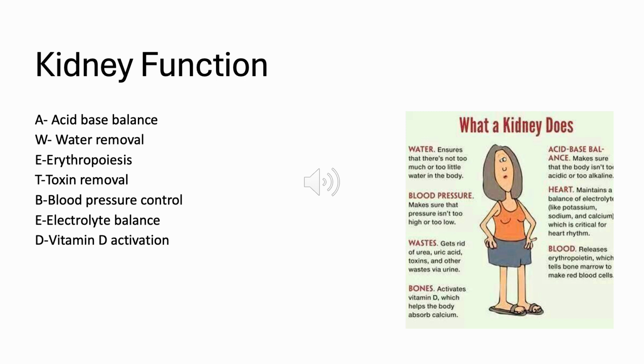First, we're going to talk about kidney function and what the kidneys do for us to maintain homeostasis. You can remember kidney function by the mnemonic A WET BED. The kidney is basically a filter for our blood. The first letter in the mnemonic is A for acid-base balance.